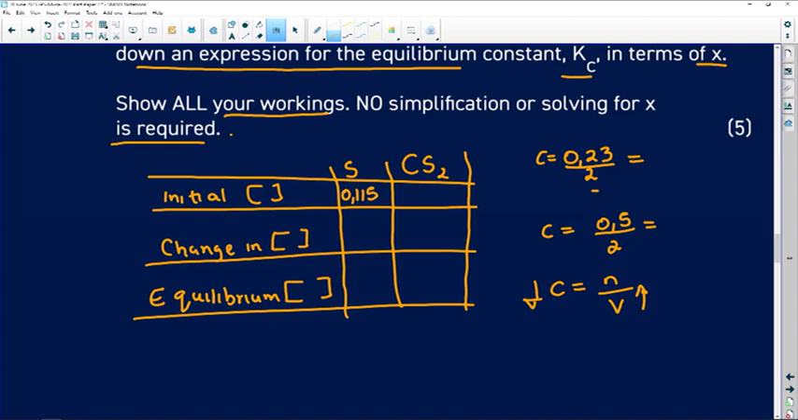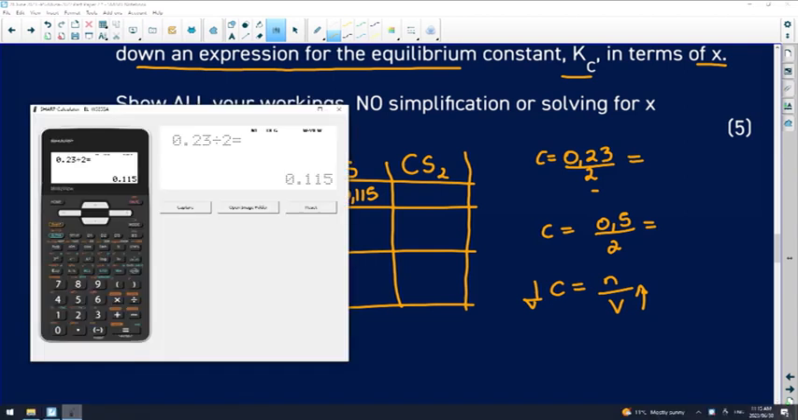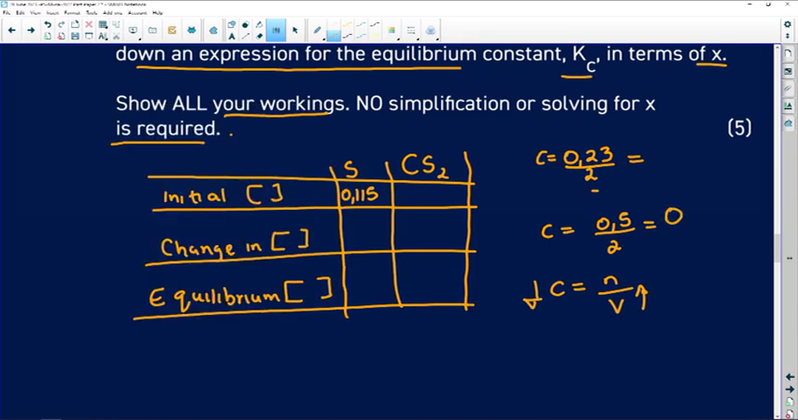0.5 divided by 2. What are we going to get? We come here and say 0.5 divided by 2. What are we going to get there? We are going to get 0.25. So I will have 0.25.